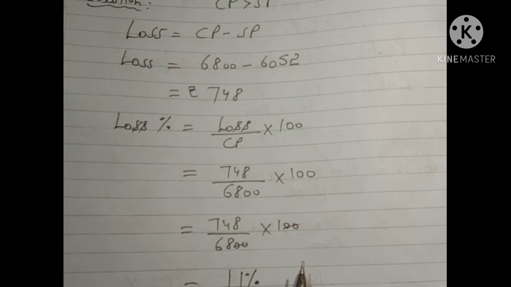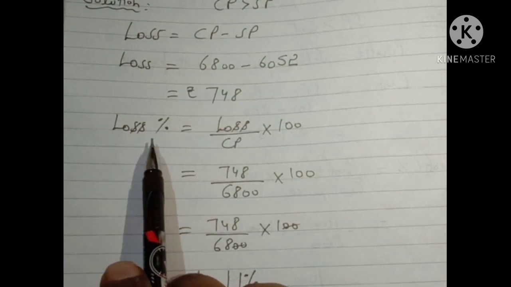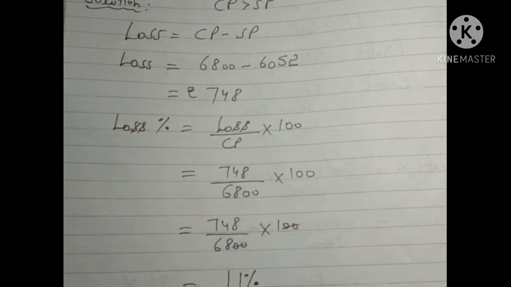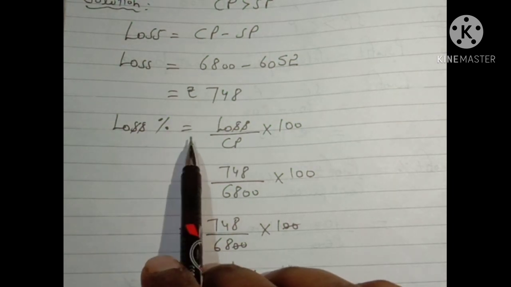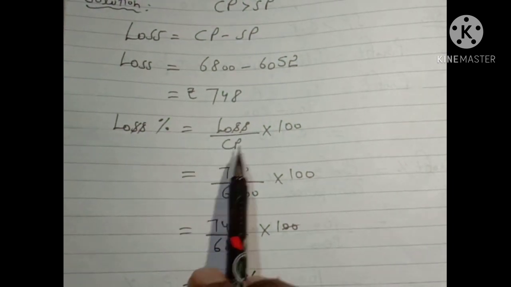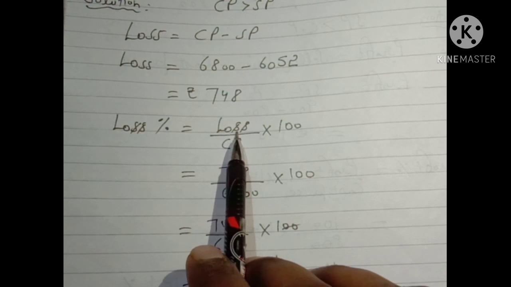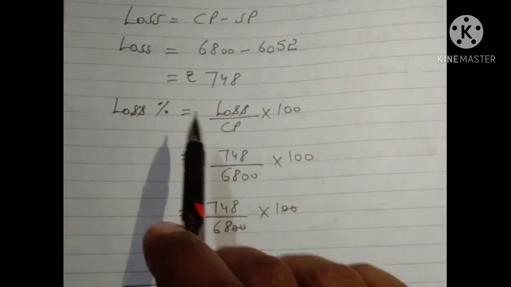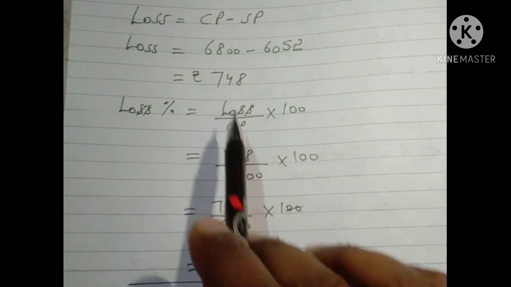And now we have to find out the loss percentage. And the loss percentage is equal to loss over CP into 100. Means the formula of loss percentage is loss over CP into 100. So here we have to put the value of loss. In this case, loss is 748. So put the value here.